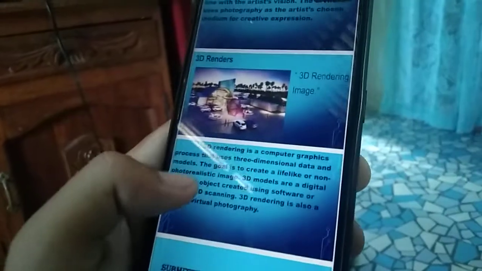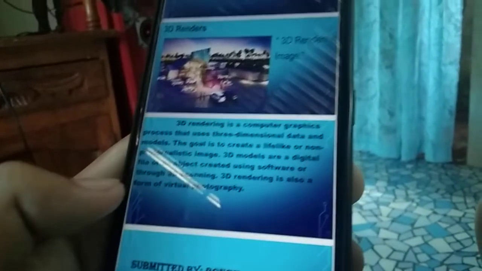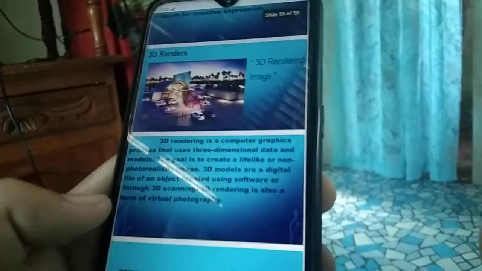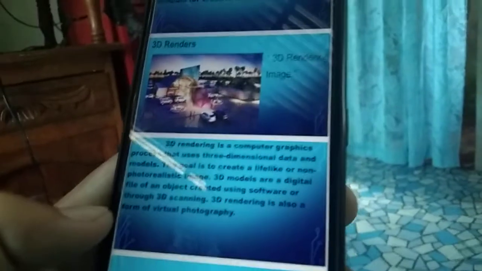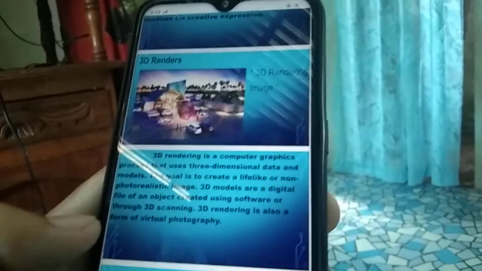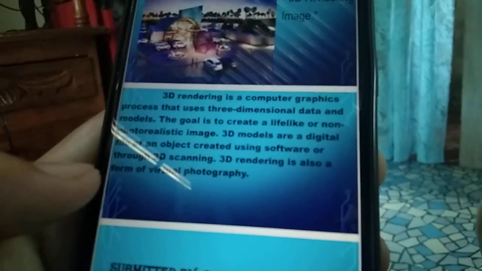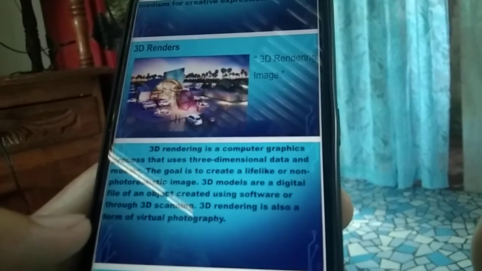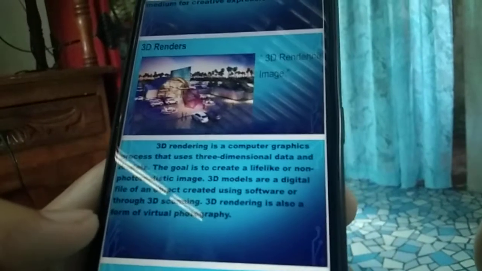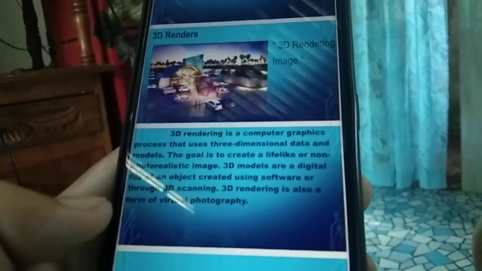3D renders. 3D rendering is a computer graphics process that uses three-dimensional data or models. The goal is to create a lifelike or non-photorealistic image. 3D models are digital files of an object created using software or through 3D scanning. 3D rendering is also a form of virtual photography.